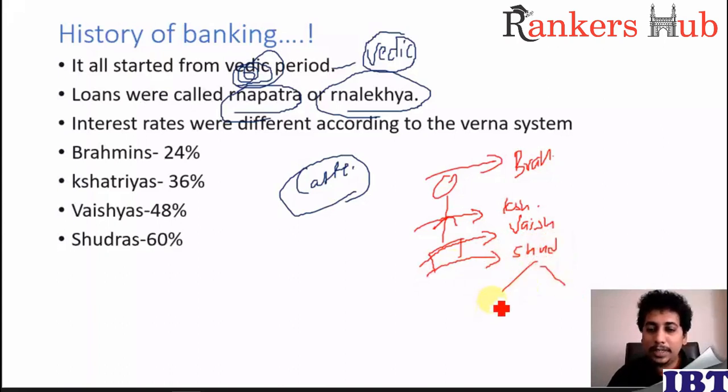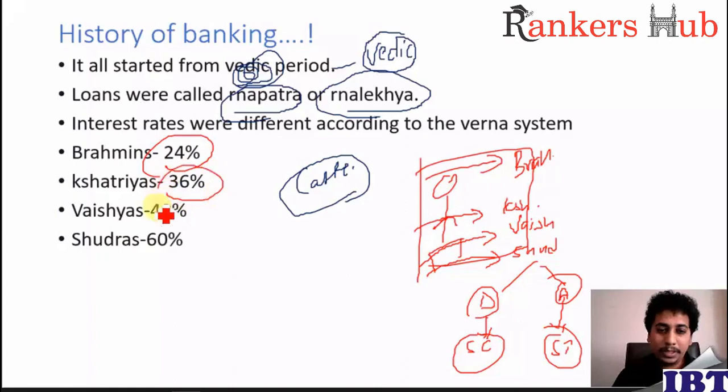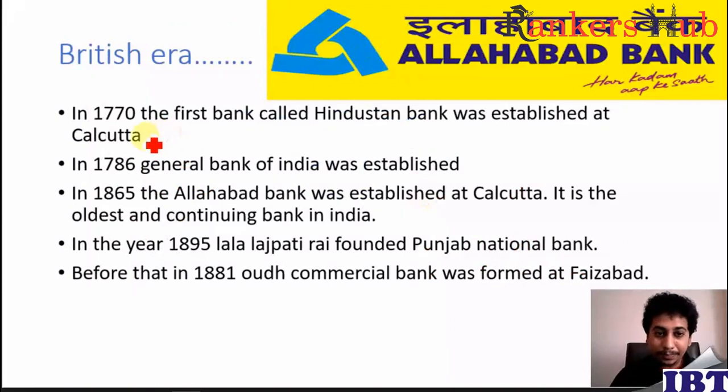And Shudras in our country are of two types. One is Dalit and the other is Adivasi. And the same Dalit in the contemporary times is known as scheduled caste, and the same Adivasi in the present times is known as scheduled tribes. So the loan percentage, the interest rates were different according to the Varna system. This is Varna system. So Brahmins used to pay 24%, Kshatriyas 36%, Vaishyas 48%, and Shudras 60%. Do remember, this can be a direct question.